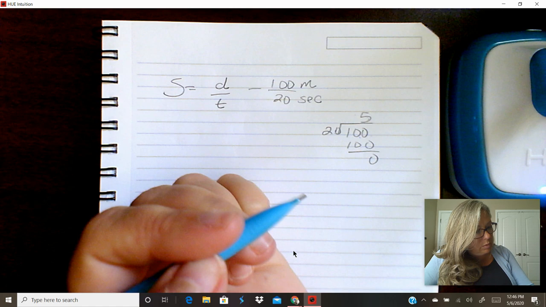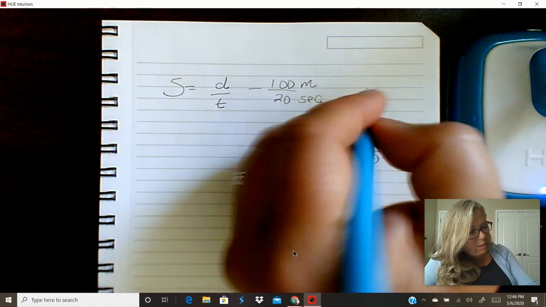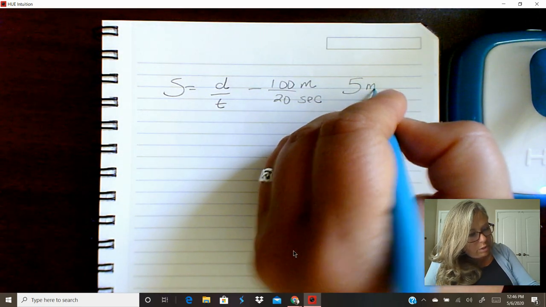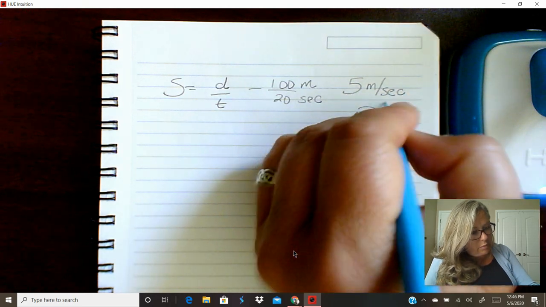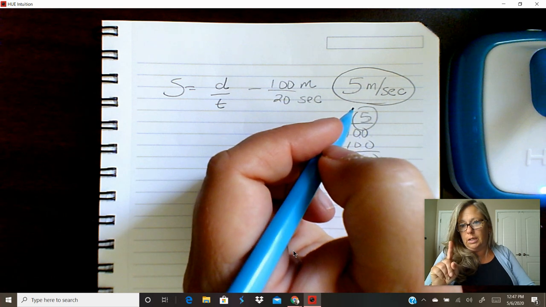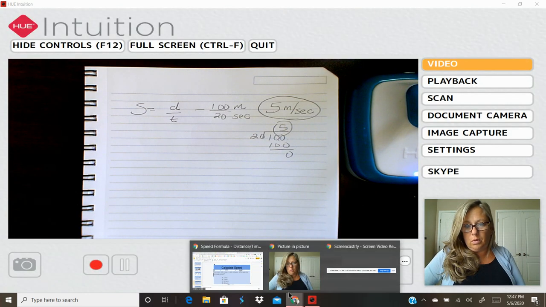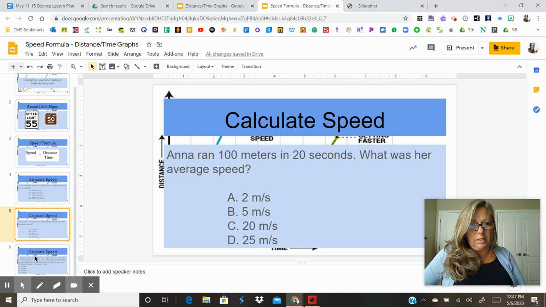All right, so wait, we're going 5 what? I know that it's 5 for my speed, but 5 what? Look, 5 meters, like a meter stick, in every second. So whatever this is traveling, 5 meter sticks in 1 second. All right, and let's see if that answer is there. And 5 meters per second. It would be B. Yay! All right, let's go to the next question.